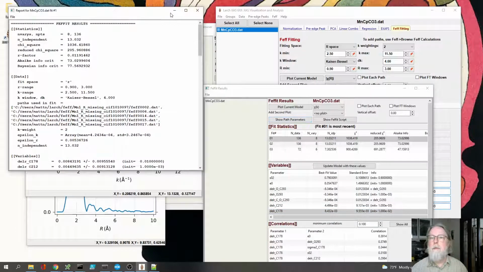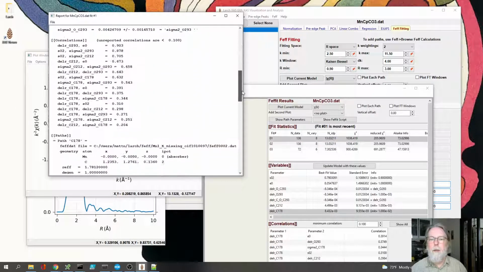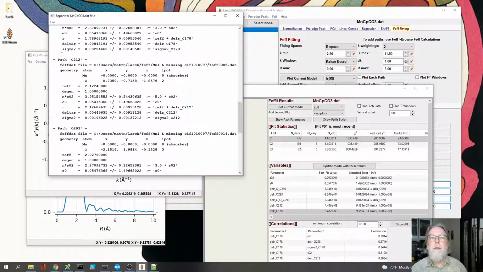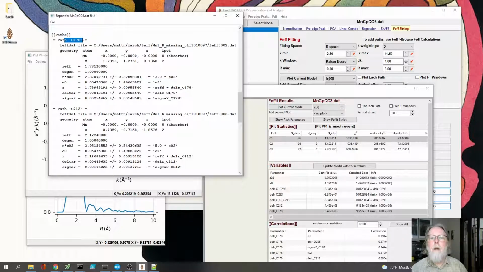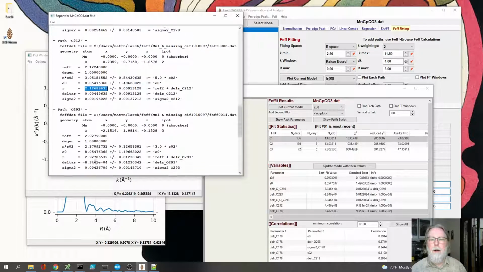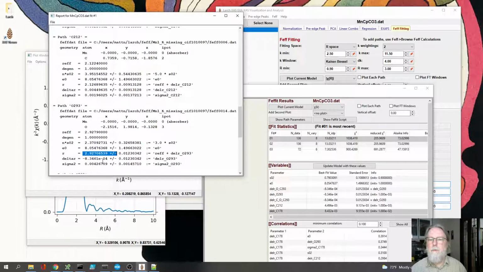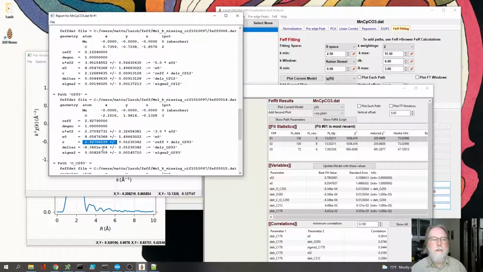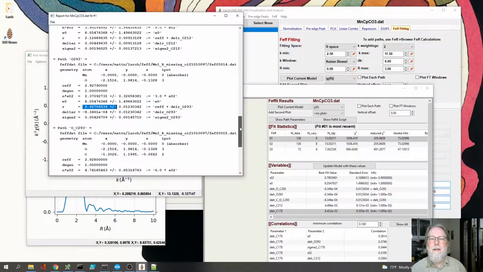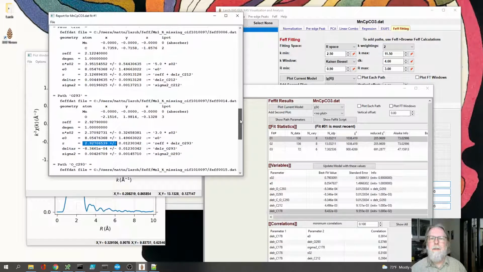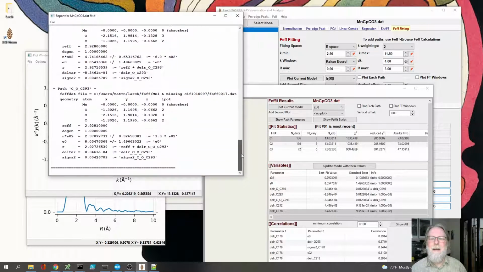So if we look at the path parameters, I'm just going to go all the way down to the carbonyl distance, the carbon at 1.78, the distance is 1.78, 1.79. And the ring is 2.13. Pretty good. And the oxygens are also forced to be at a distance from the carbon bond. Is that right? Yeah.